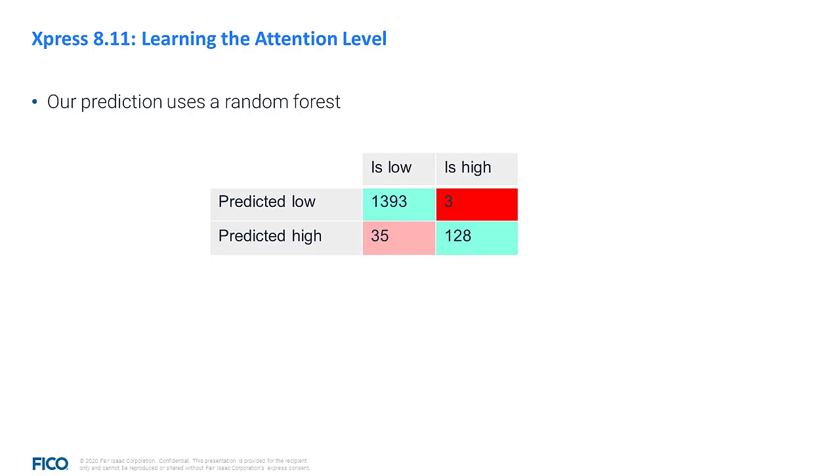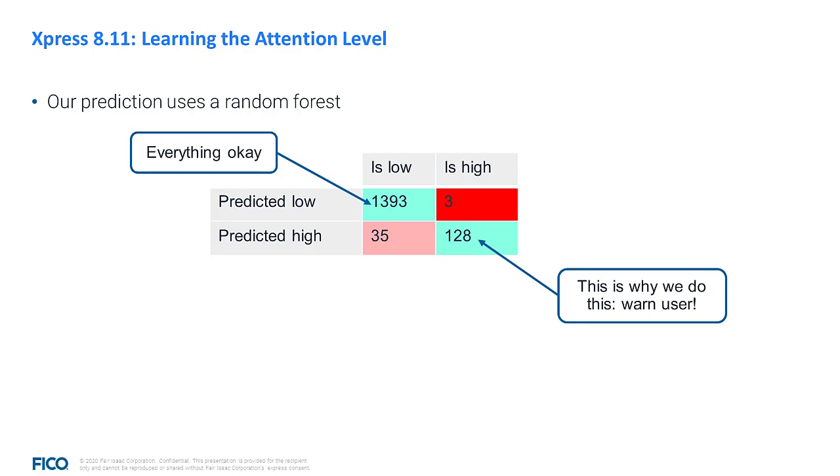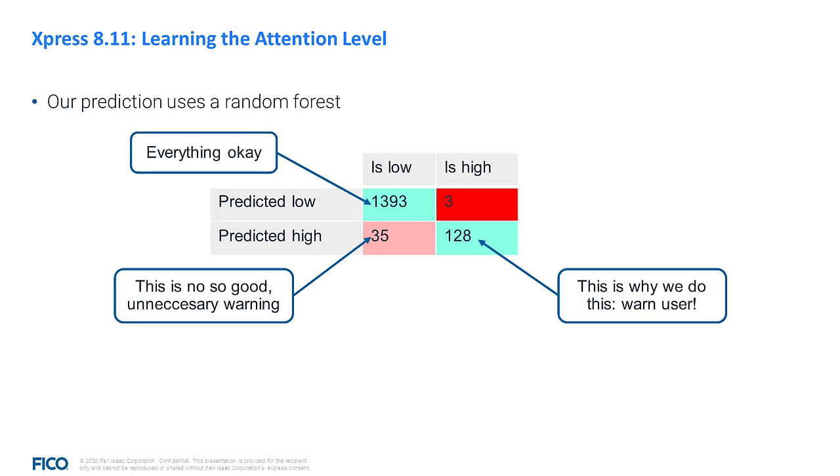Here we can distinguish four cases. The most common one is that everything is okay. Both the prediction and the actual attention level are low. In this case, nothing changes for the user, and indeed, nothing needs to change. The next typical case is that both predicted and actual attention level are high. Well, this is the reason for this exercise. We want to warn the user in such a situation that something seems fishy about their model, and we will now trigger this warning by default in Xpress 8.11. The other cases are false predictions. The less worrying issue is that of a false positive.